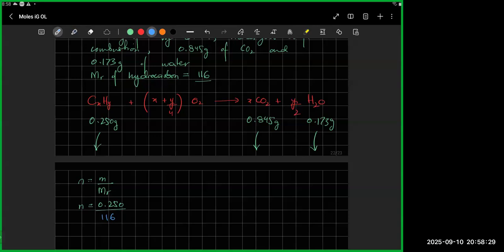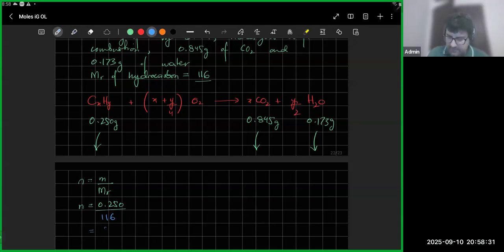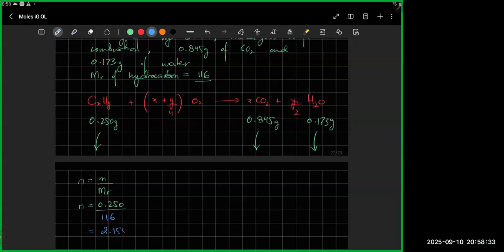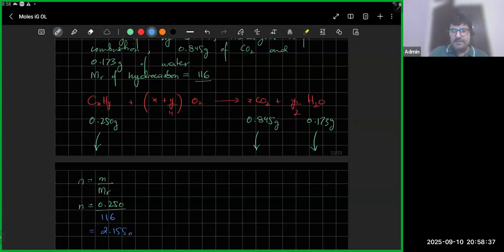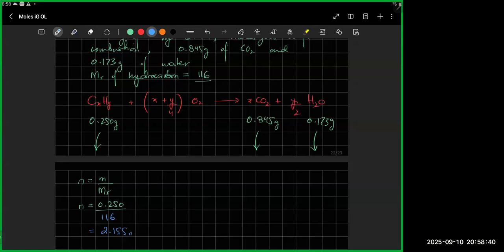2.155. I said 2 point 155. 2.155 into 10 to the power minus 3. So minus 3 कहाँ से आ गया? भाई confirm minus 3 है? Yes, sir. -3 है. Minus 3 है, ठीक है.